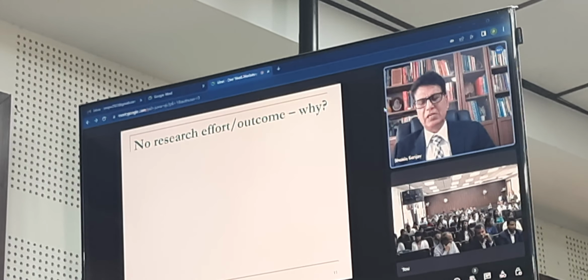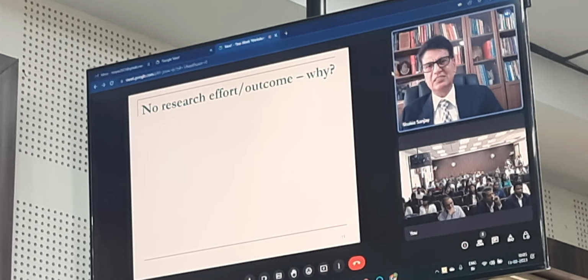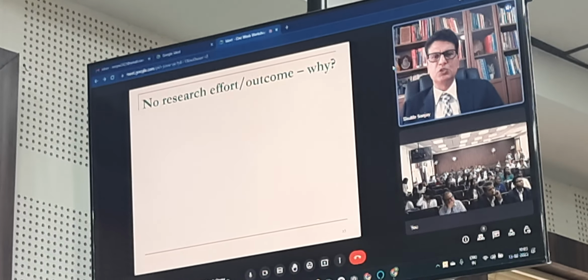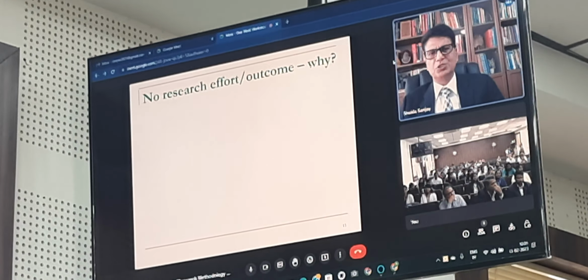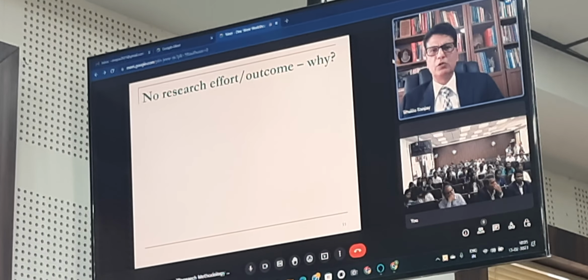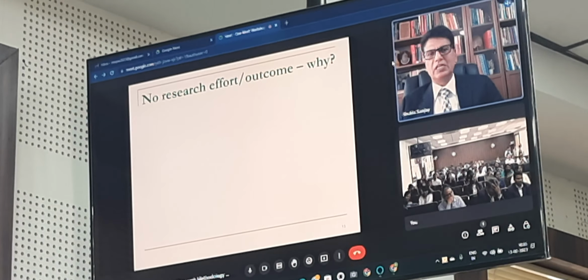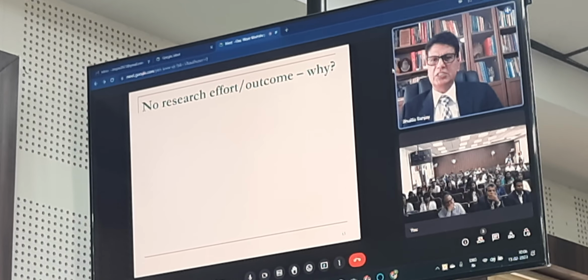You can see that our top institutions, so-called IITs, many IITs, they are doing very well. Some of our institutions, even though they are doing well in teaching, are not able to produce outcomes. Why? No research outcome. Whenever we see no research outcome, why?